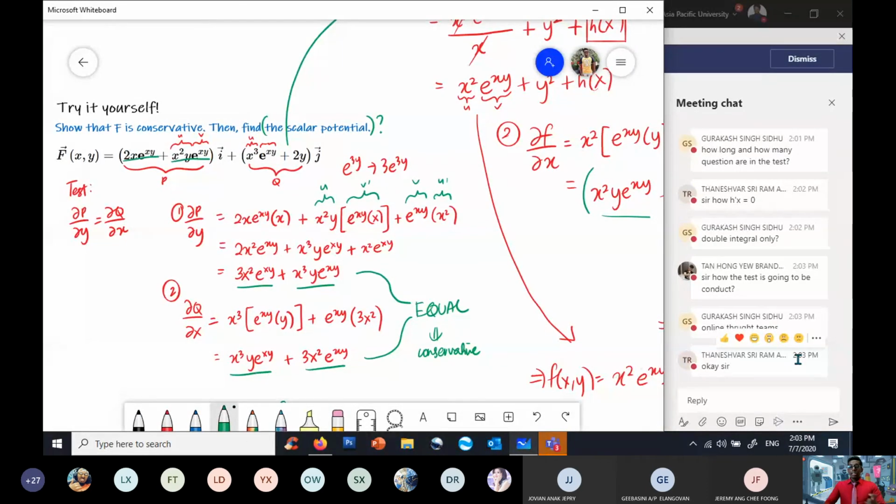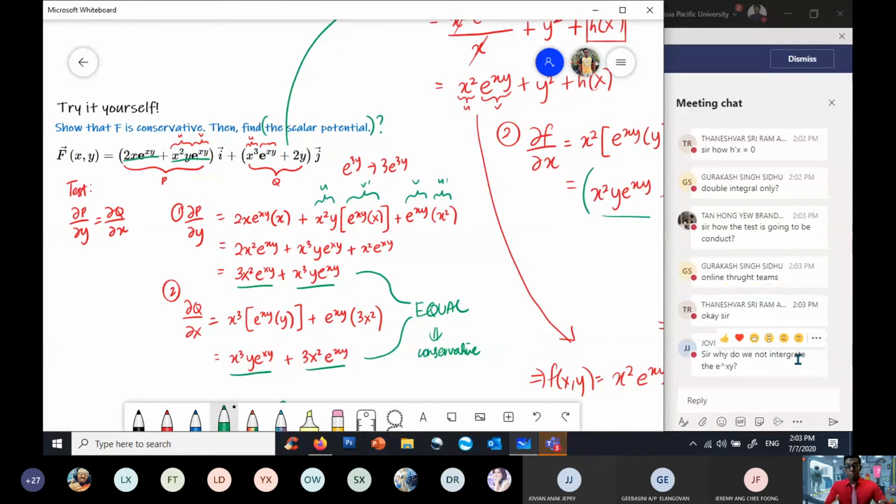Okay, the test, I'm not sure, maybe I conduct using Teams, maybe I use Microsoft Forms, but no matter what method I choose, I will give you a trial before that for you to upload the solutions. So no worries about that. Most probably high chances I'm going to use Microsoft Forms because you can upload your solution by questions, so easy for me to mark later on.